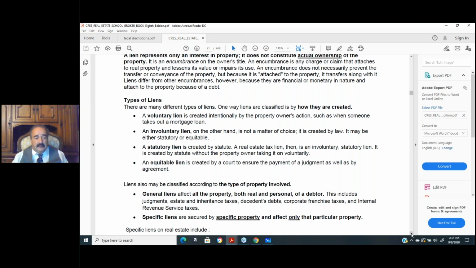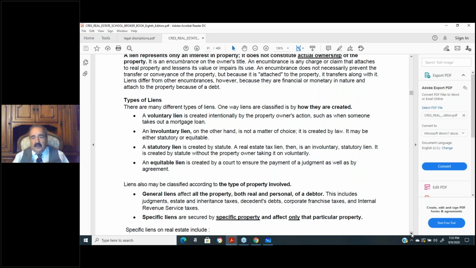The next bullet is an involuntary lien. An involuntary lien is a lien that was placed on your property that you did not want. A couple of examples. Property taxes are involuntary. I mean, we don't want to pay property taxes. But if you own property, you're going to have to pay taxes. We pay taxes to run our city government and everything else. Now, a lawsuit is an involuntary lien.